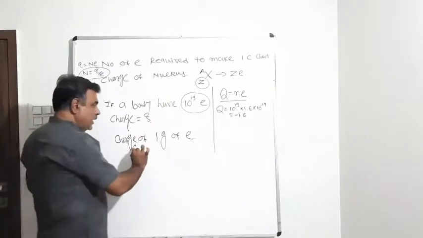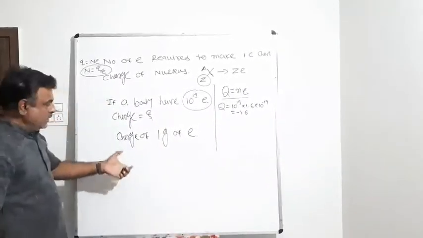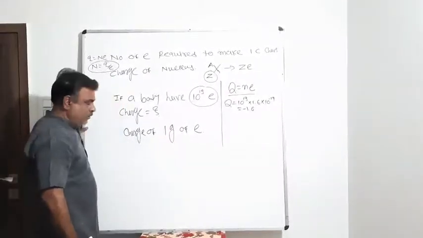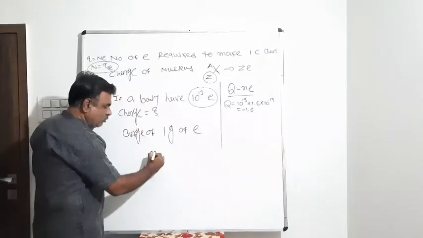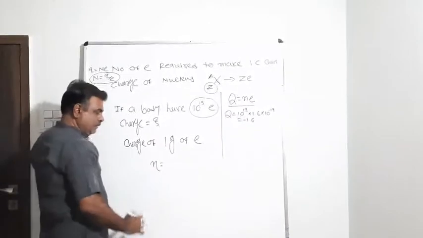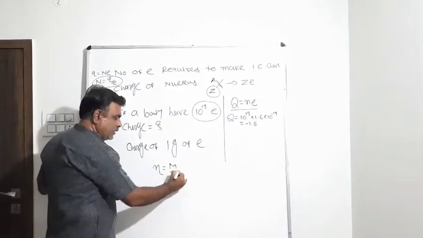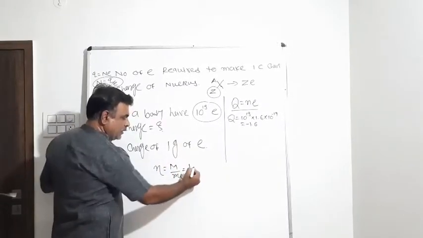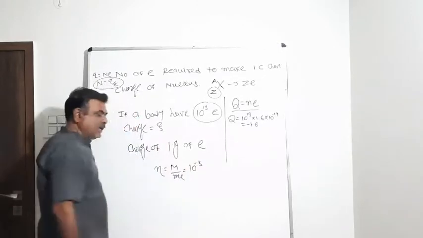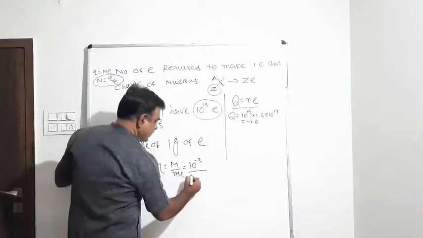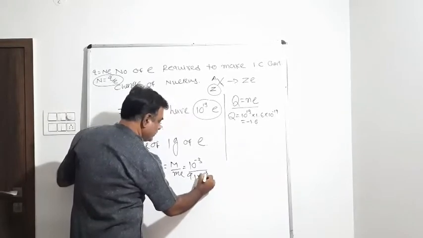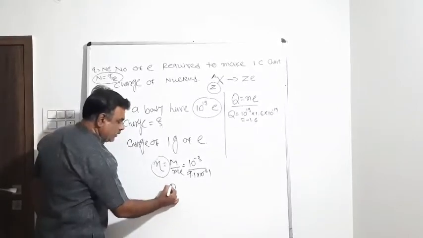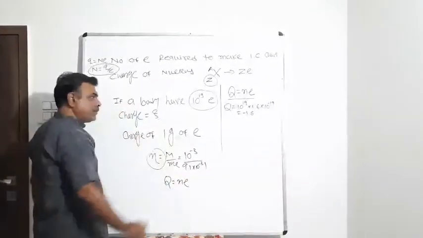Same way, how can we correlate charge with mass? The last question of the last session: the charge of 1 gram of electrons we have to find out. First, how many electrons make 1 gram? Is it total mass by mass of each electron? Total mass here is 10 raised to minus 3 if you are taking it in kg, by m, which is 9.1 into 10 raised to minus 31. This will give you N, and once you have N, Q is equal to N into E.